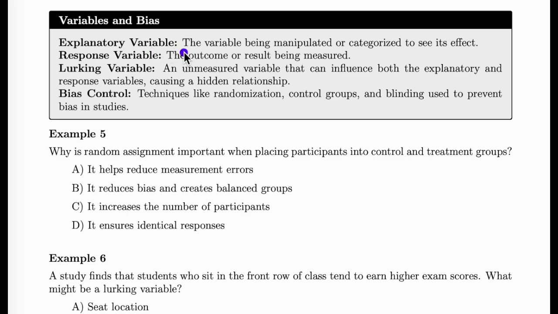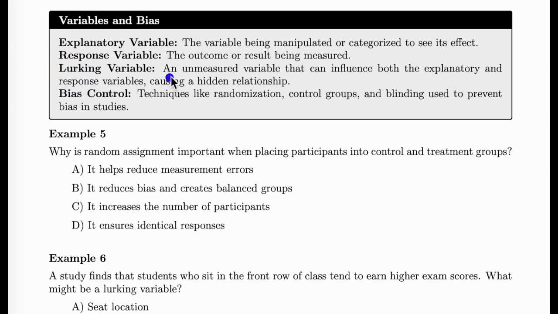Explanatory variable, the definition would be that the variable being manipulated or categorized to see its effect. So this variable is what we're trying to change to see if something else is affected. The response variable is the variable that we're trying to see if there's some kind of change in it due to the explanatory variable. The response variable definition, the outcome or result that's being measured. So we do something with the explanatory variable to see if something changes in the response variable.